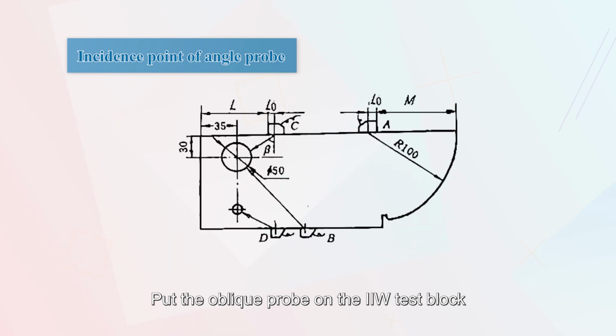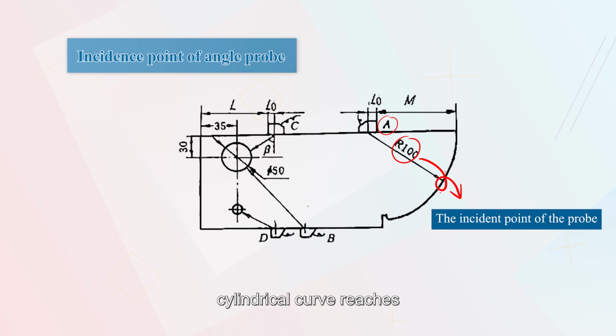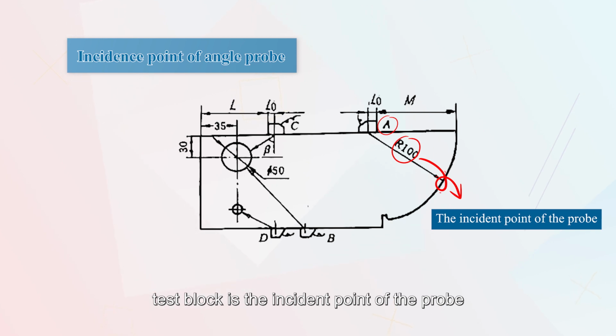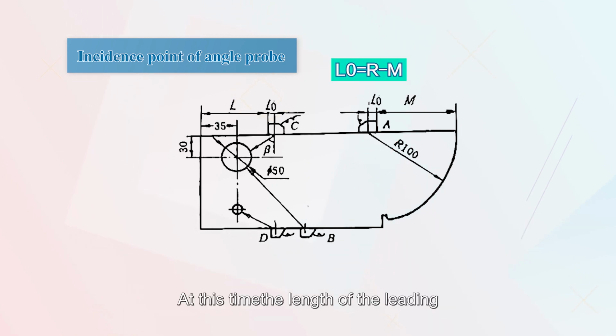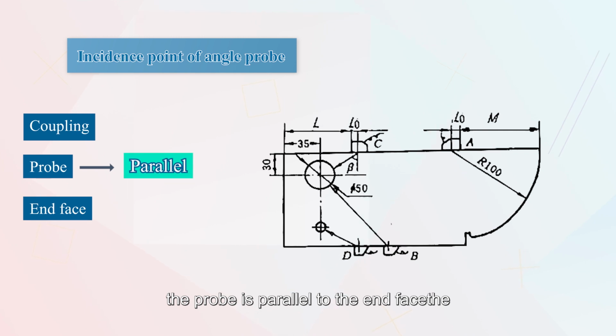Put the oblique probe on the IIW test block as shown in position 1. When the echo of the bottom surface of the R100 cylindrical curve reaches the highest, the coincidence point of the bottom surface of the wedge and the center of the test block is the incident point of the probe. At this time, the length of the leading edge of the probe is L0 equals R minus M. The key operations are coupling, keeping the probe parallel to the end face, finding the highest echo, and performing the measurement 3 times.